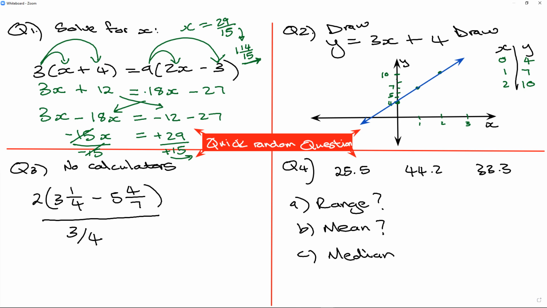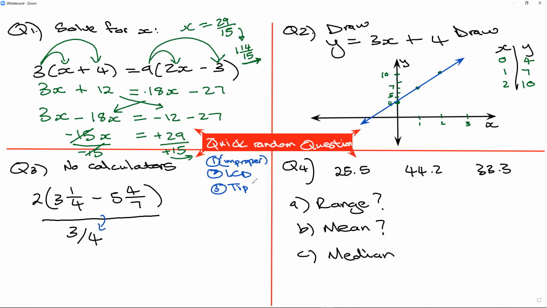At the bottom here, we've got a complicated fraction. You're not allowed to use a calculator. What I'm going to do firstly is convert these two into improper fractions. So step 1, I'm going to get improper fractions for this. Step 2, in the brackets, I'm just going to put a bracket around it because we're going to do that, and I'm going to find the lowest common denominator. And then because I'm dividing by a fraction, I'm going to use the tip and times method. So tip over and times.